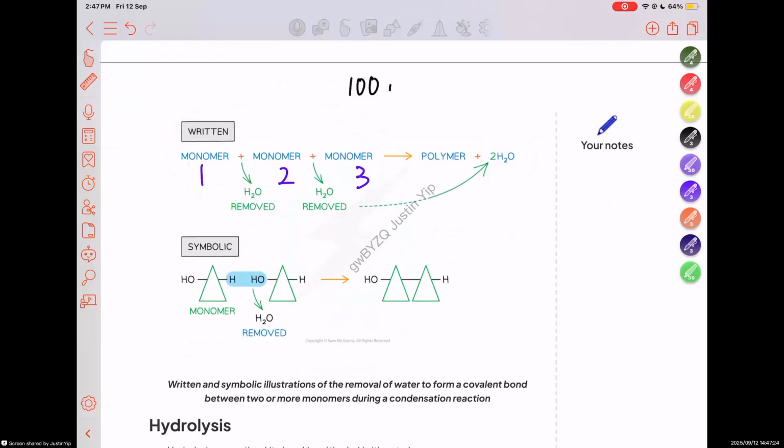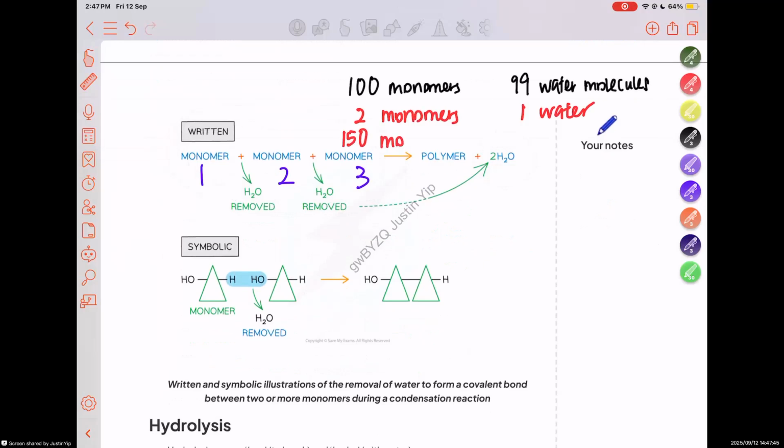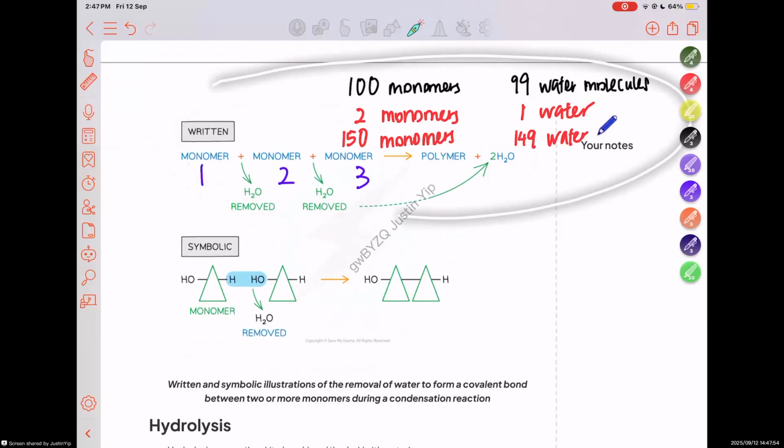If you got 100 monomers, the number of water molecules is the number of monomers minus 1, so you will form 99. If you got 2 monomers, you will form 1 water molecule. Or if today you got 150 monomers, you will form 149 water molecules. So this is the concept here.